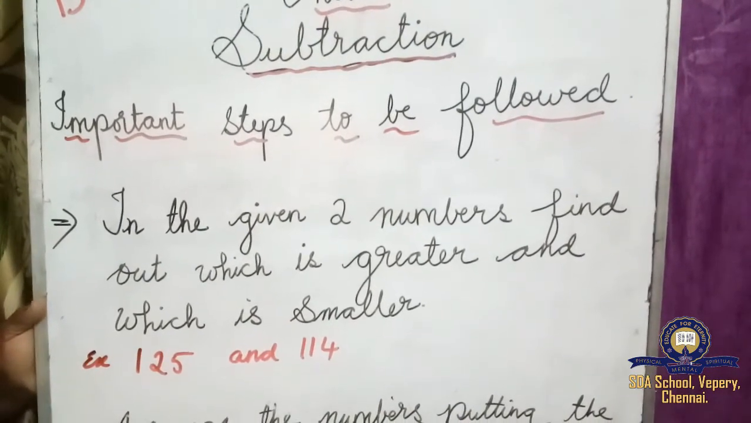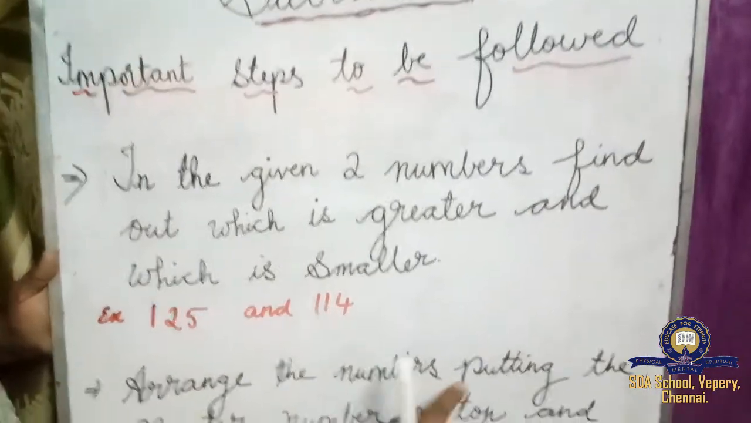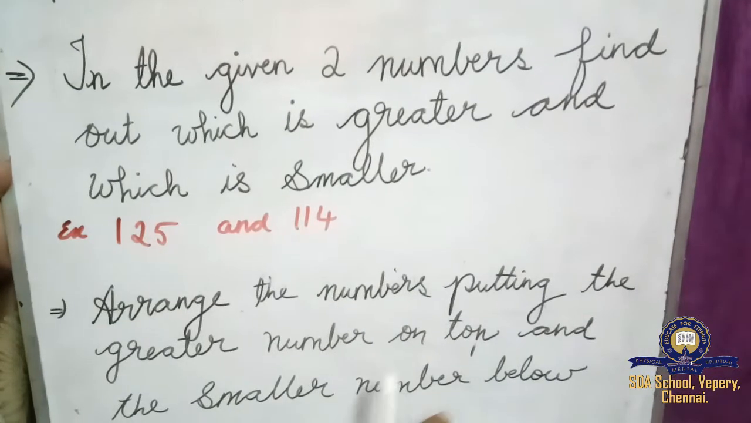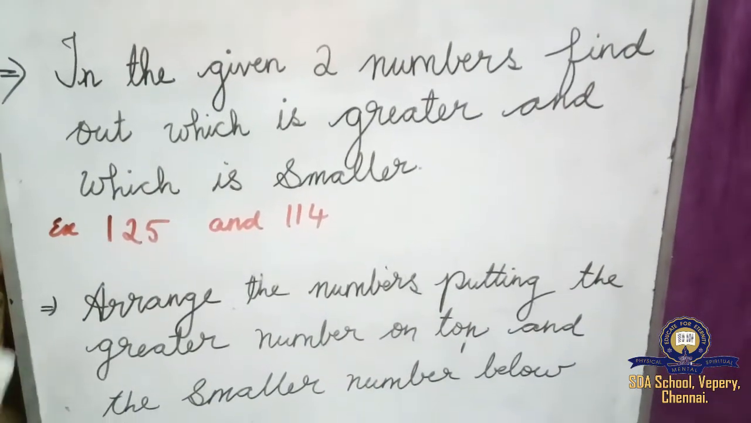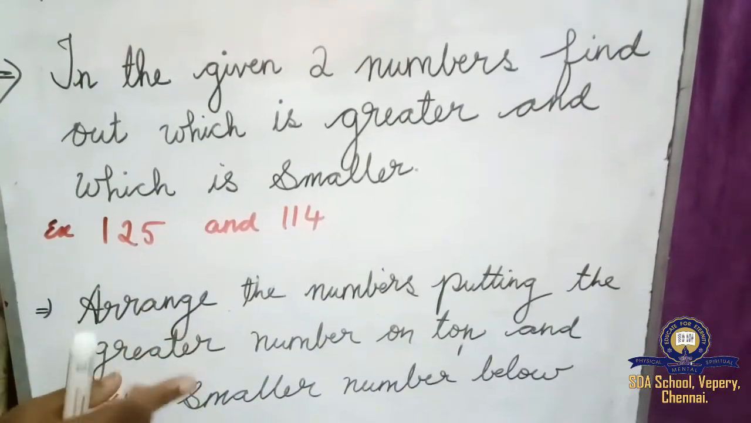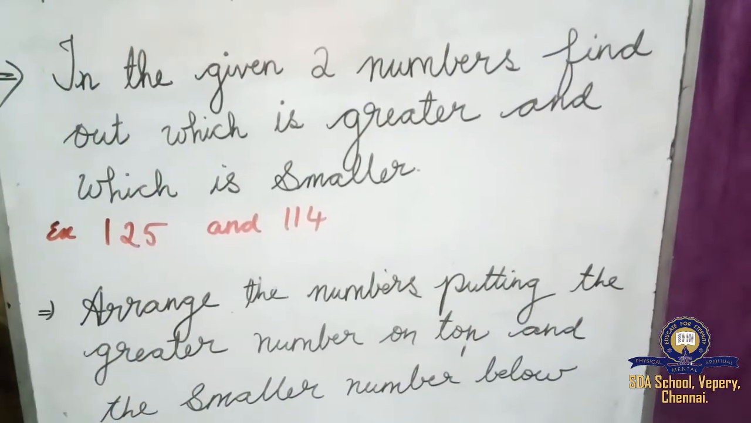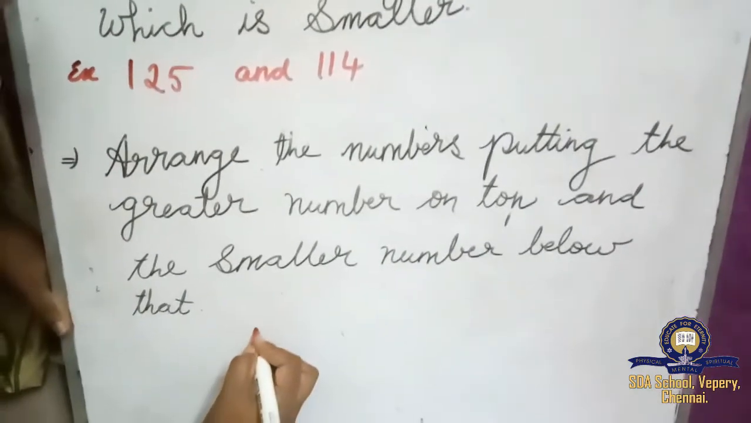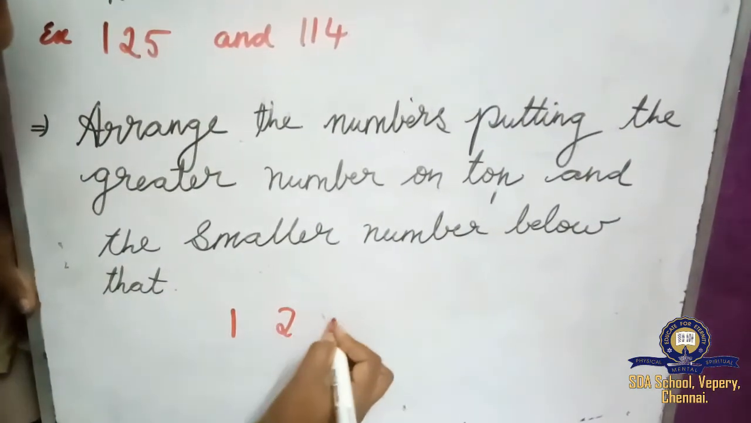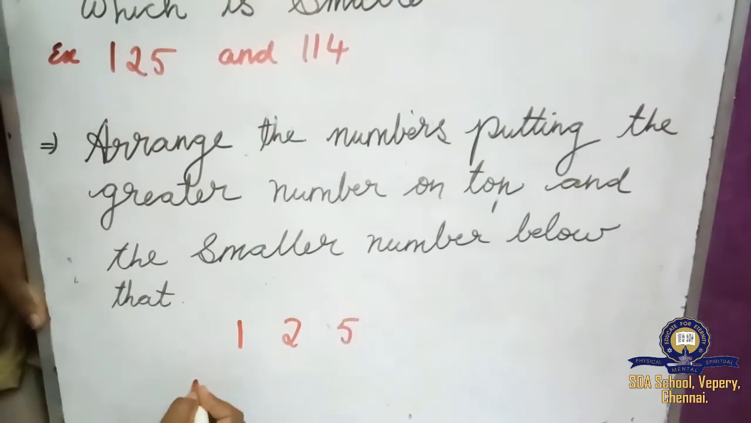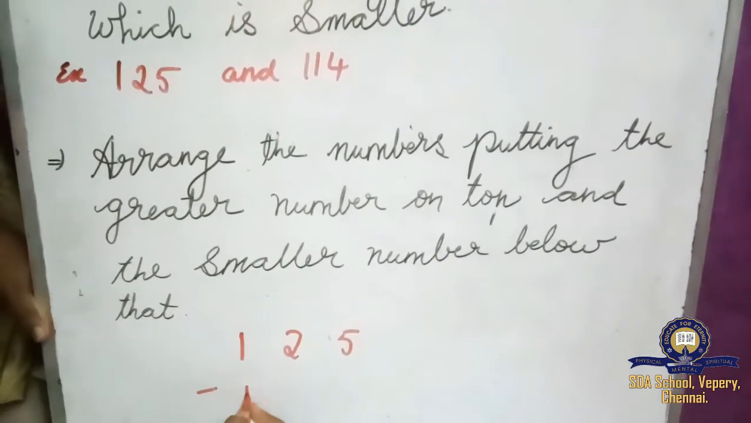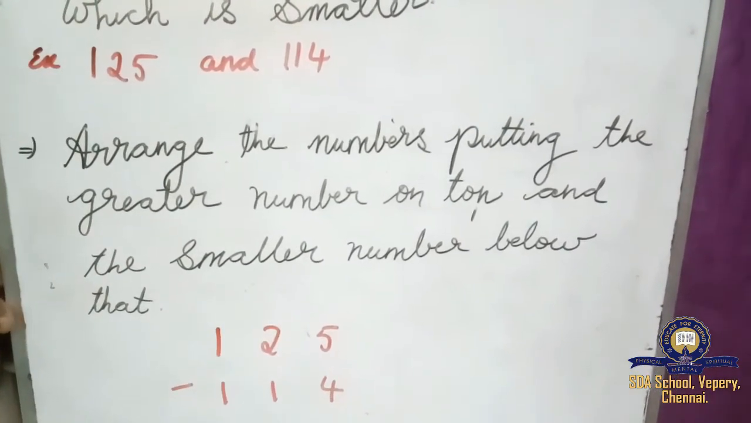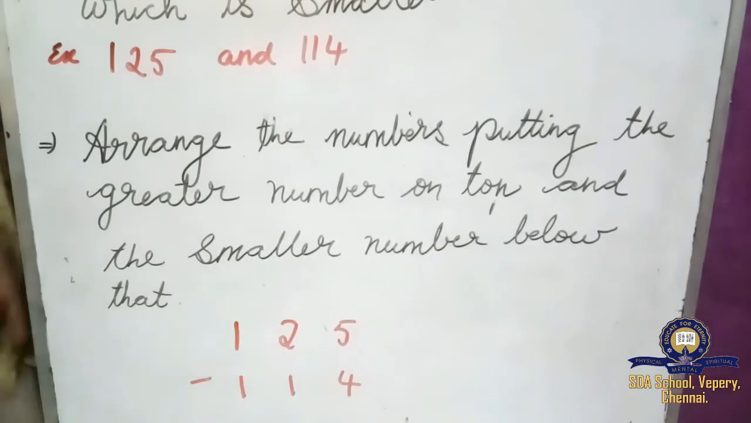The next step is to arrange the numbers, putting the greater number on top and the smaller number below that. The greater number should be on the top and the smaller number should be down. For example, we have to write like this: 125 minus, this is the minus sign, 114. Children, did you understand?